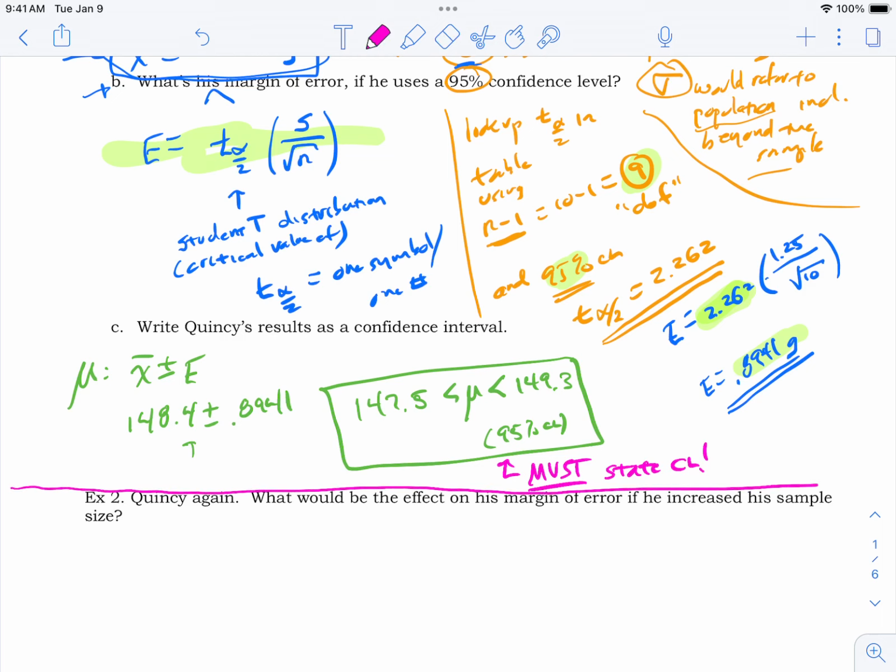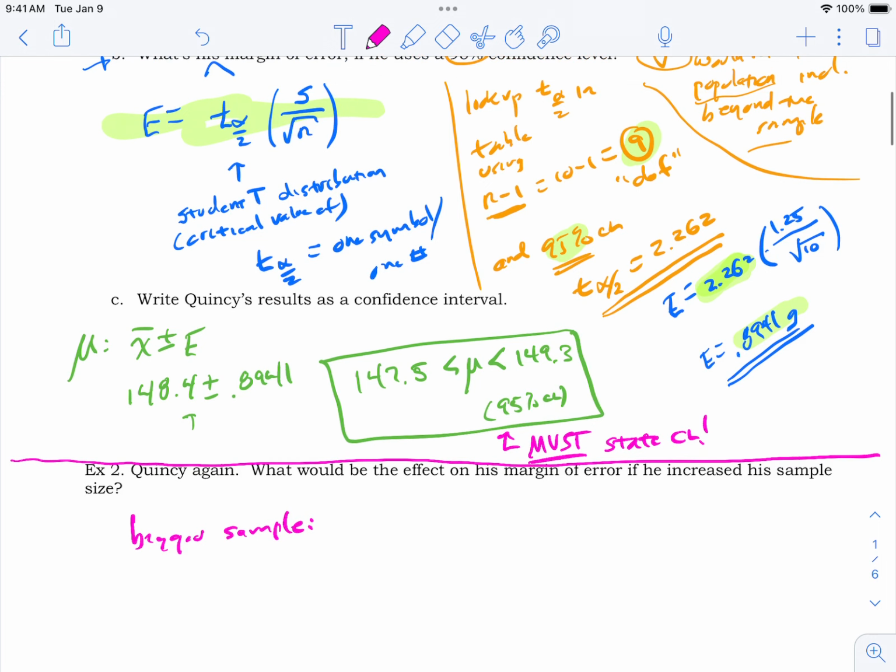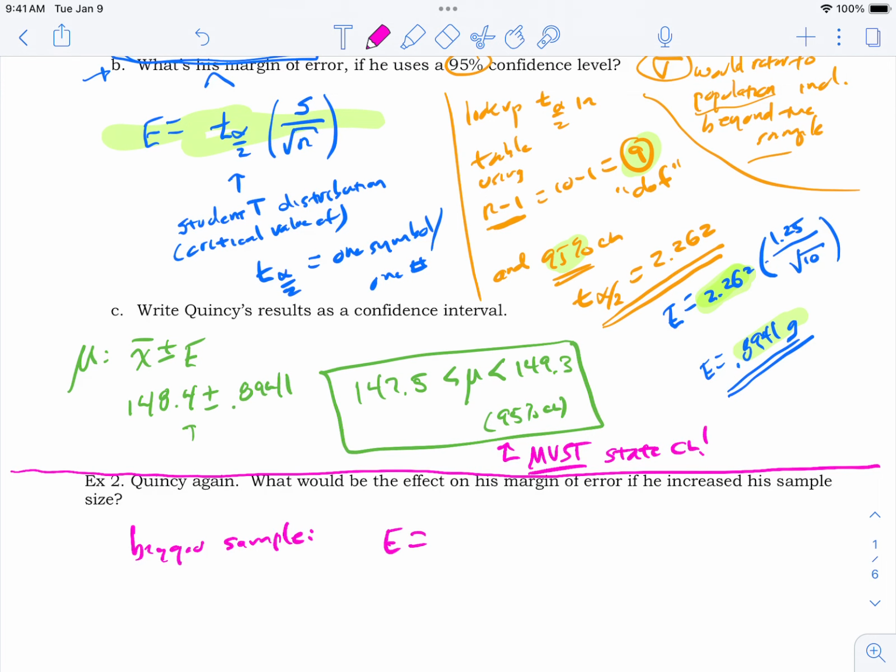Example 2. Quincy again. What would be the effect on his margin of error if he increased his sample size? Well, basically, bigger sample. Well, let's look at the margin of error formula. It goes like this. T alpha over 2 S over square root of n, right? So a bigger sample makes this bigger, makes E smaller. But remember, there's also an effect in the T when you go looking up the T as well. Let's just take a quick look at our table at the end again.